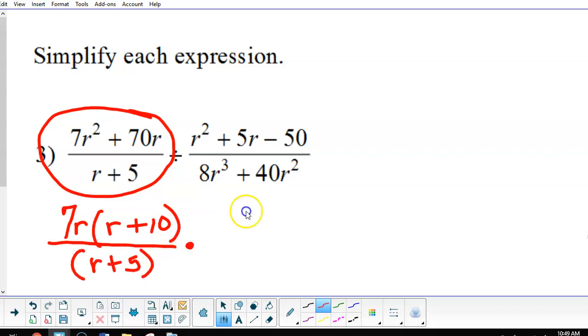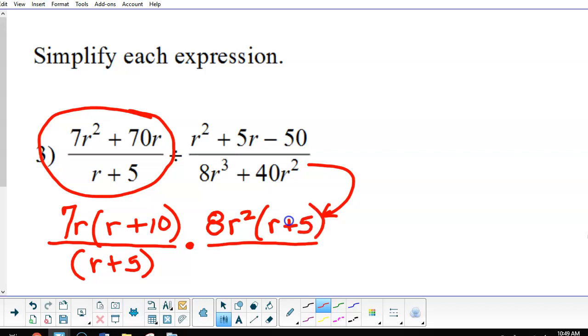Okay, now when we change it to multiply, this becomes the new top. What can I take out of those? An 8 and an r squared. That will leave r plus 5, 8r cubed plus 40r squared. If you kind of multiply it back in, make sure it works.